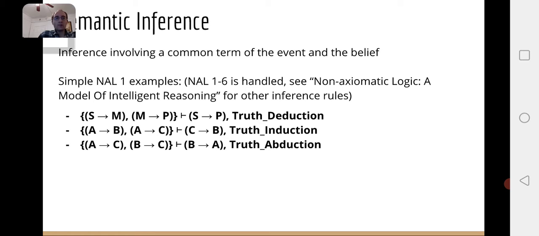So for instance, if we look at null 1, which is only about inheritance reasoning, in the first line you see, if S is a M and M is a P, you can conclude that S is a P. But you see in this inference that both premises share M. Additionally, this is also true for the hypothetical inferences like induction and abduction, where in the second line you see that A is common, and in the last one C is the common term. So semantic inference is always characterized by a common term between the premises.